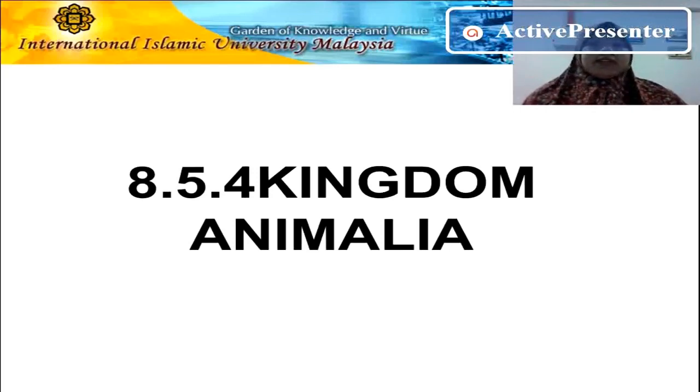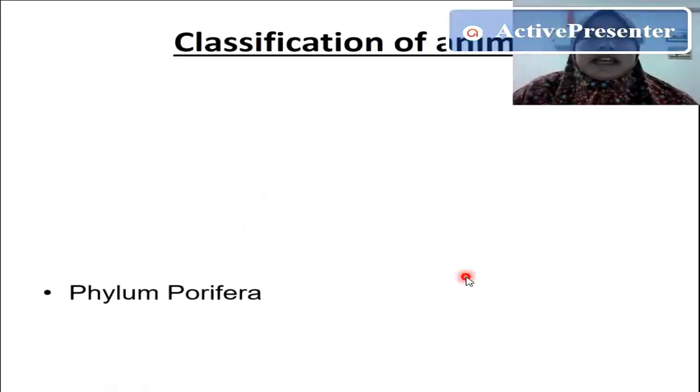And before I proceed, let's recap some of the phyla in kingdom Animalia. The very basic animals in the animal kingdom are the animals in the phylum Porifera, followed by phylum Cnidaria, and the animals in phylum Platyhelminthes, and so on. Today I will start first with the phylum Porifera.